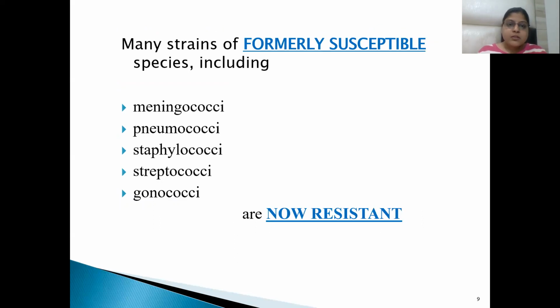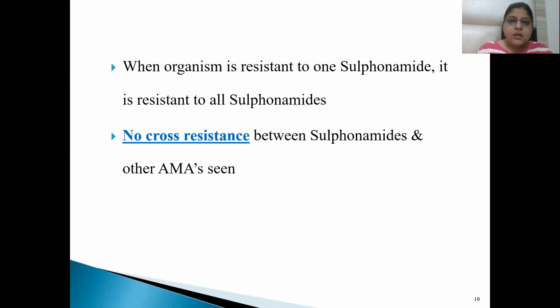Formerly susceptible species include meningococci, pneumococci, staphylococci, streptococci, and gonococci, but now they are resistant. This is known from antibiograms. Formerly they were susceptible, but now they are resistant. When an organism is resistant to one sulfonamide, it is resistant to other sulfonamides also. This cross resistance is seen. There is no cross resistance between sulfonamides and other antimicrobial agents. It means inside the class of the sulfonamides, cross resistance is seen, but not to other antimicrobial agents.